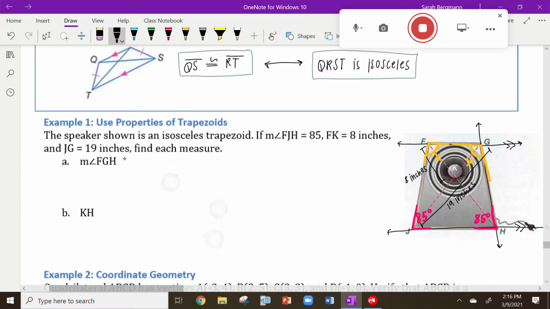So there's two equations that you could write. You could do 2x plus 85 equals 360, or you can do x plus 85 equals 180. Either way, when you solve it, you should get x equals 95, meaning that the answer for the measure of angle FGH is 95.